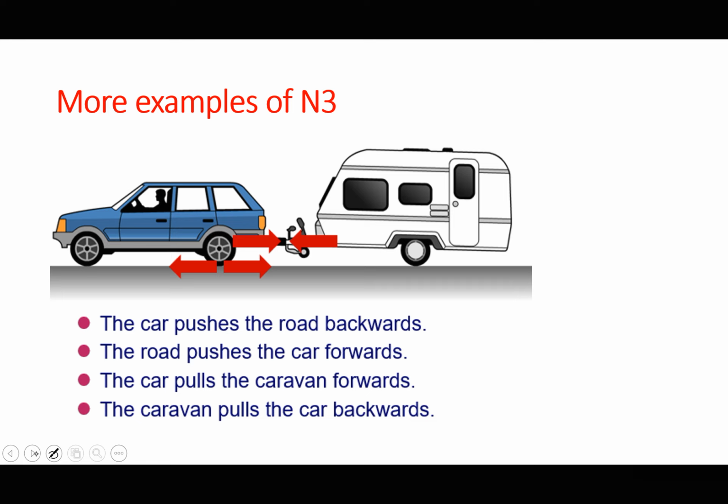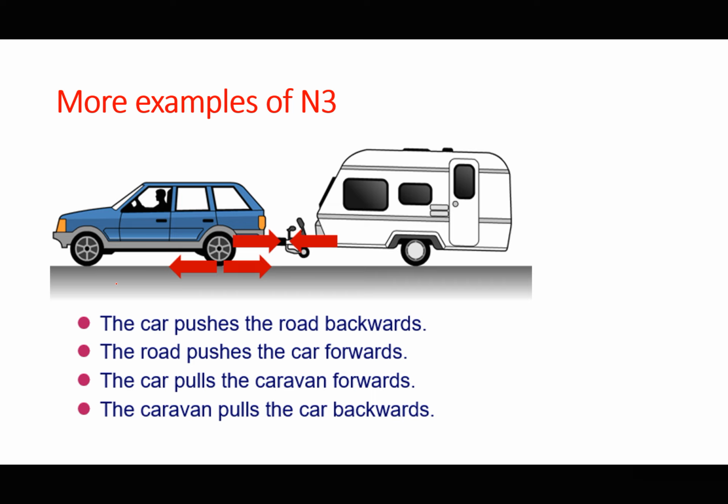So the car pushes the road backwards as the wheels rotate. And the road is expected to push the car forwards if there is enough friction, if the road is rough enough. Because if there is no friction, if the road is very smooth, the wheels may just slide instead of being pushed forward. So friction is important for us to move forward.